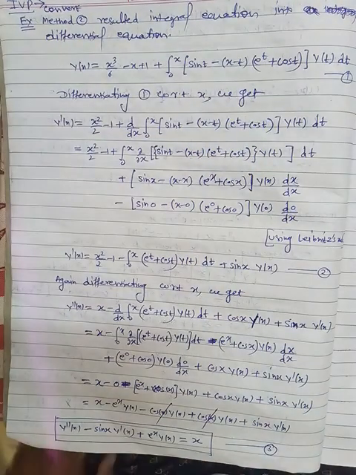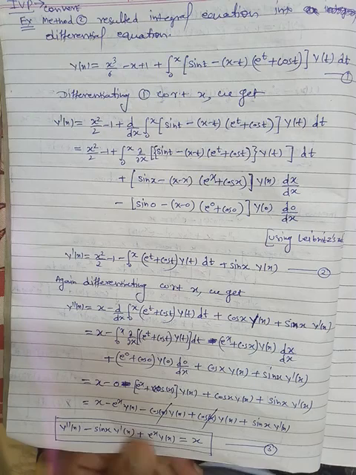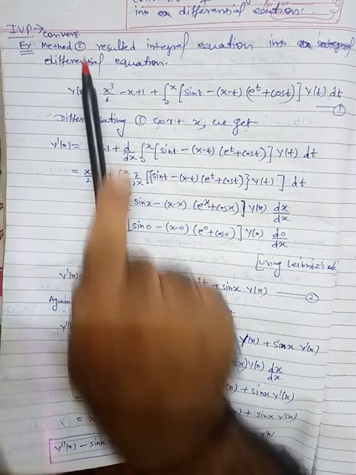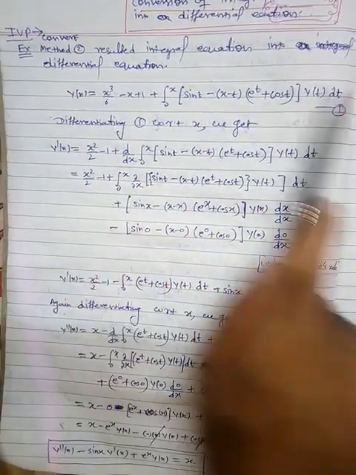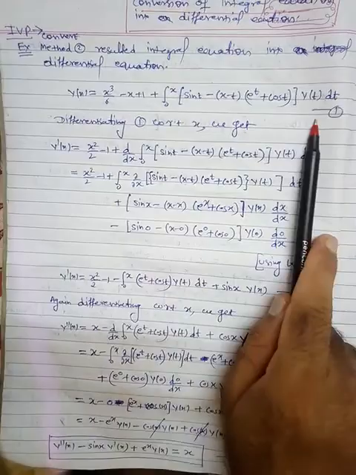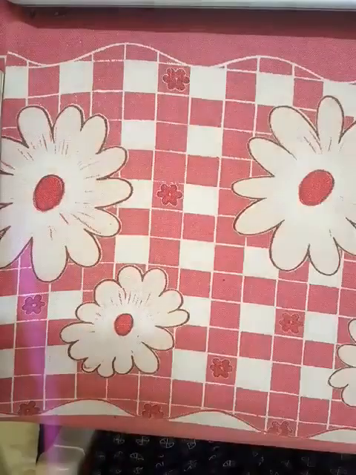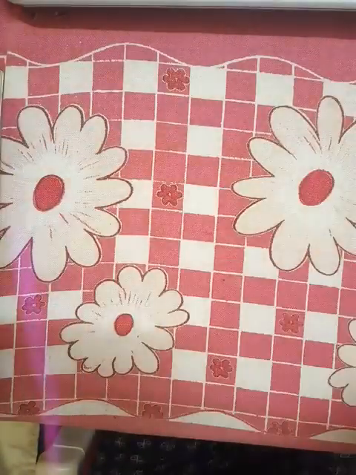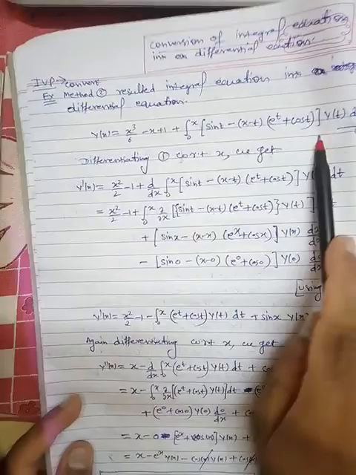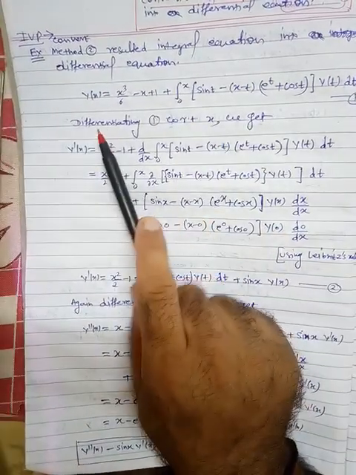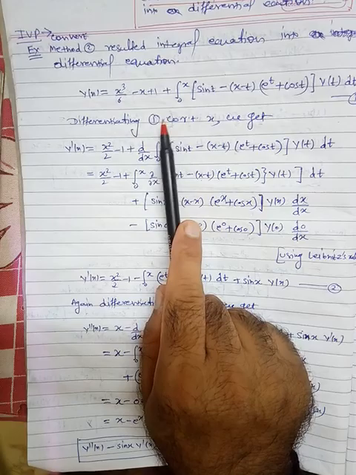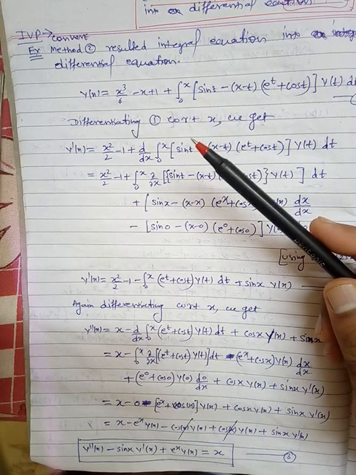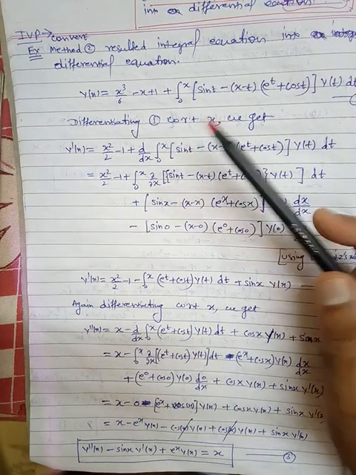This procedure is shown here. So we are taking method number 2. This is the equation which we will get recently. So we are taking this equation. Now, differentiating, because we want to construct the differential equation. So we will differentiate this equation a number of times until we are not getting any integral.